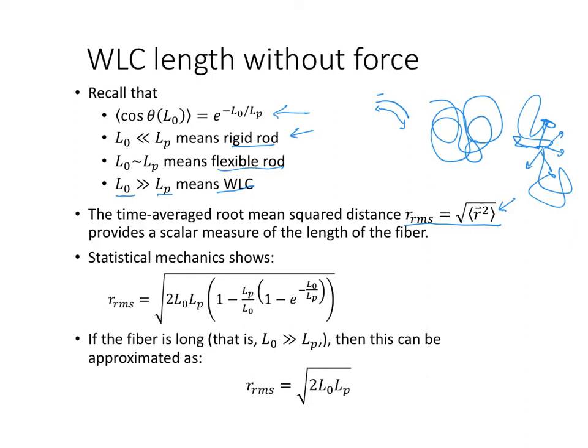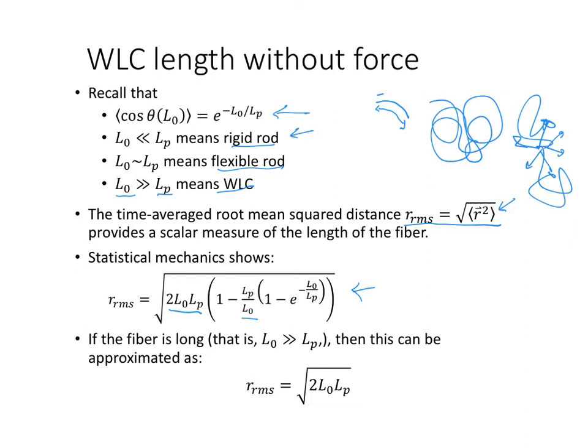Now, statistical mechanics that are way beyond this class can be used to show that the following provides an equation for the worm-like chain length in the absence of force. The square root of twice the contour length times the persistence length, and then times, the rest of this depends on the ratio of the persistence length and contour length: 1 minus LP over L naught times 1 minus exponent to the minus the inverse, L naught over LP.